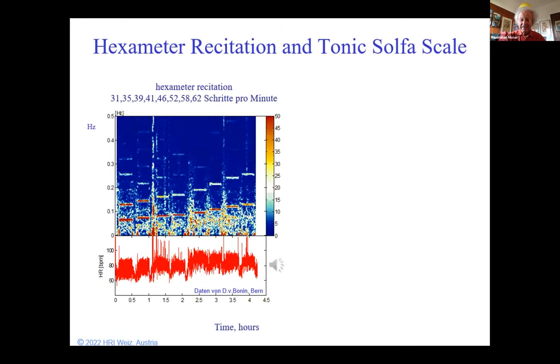Now, as scientists, we were interested how this would develop if Dietrich von Ponin, our speech therapist, would speak the hexameter slower and faster. So he made hexameter recitations with 31, 35, and so on, until 62 steps per minute. And you can see that what the heart produced now was something like a step ladder. Actually, these were 4.5 hours of hexameter recording. It's not easy to get these things, but Dietrich was so nice to do it for us.